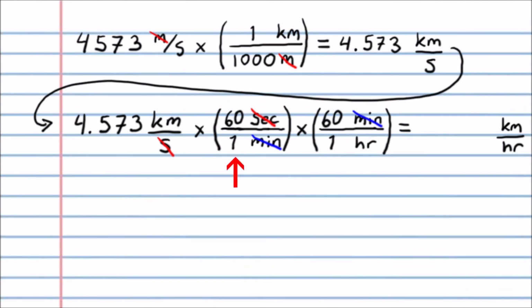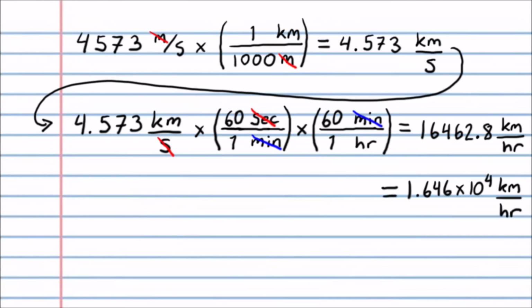4.573 times 60, divide by 1, times 60 again, divide by 1. And the answer is 16,462.8 kilometers per hour. Or we can write this in scientific notation in order to give it the correct number of significant figures, which would be 1.646 times 10 to the 4 kilometers per hour.